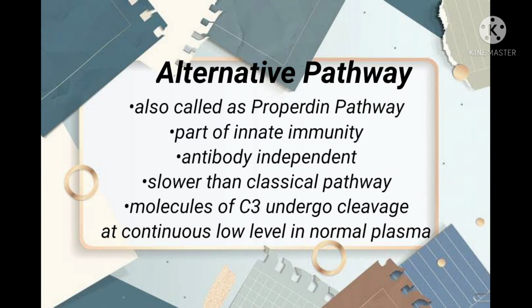Let's now proceed to the alternative pathway, also called the properdin pathway. It is a part of innate immunity and is antibody independent. The alternative pathway is also slower than the classical pathway. The molecules of C3 undergo cleavage at a continuous low level in normal plasma.